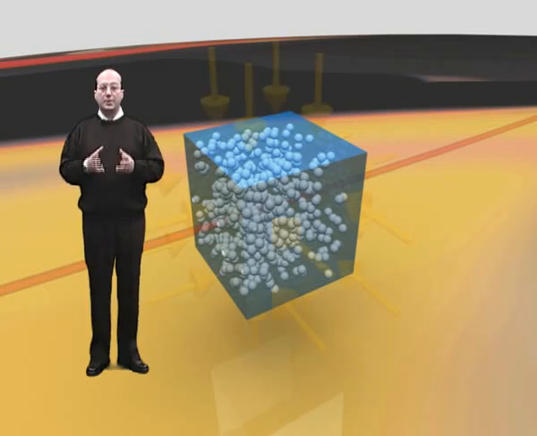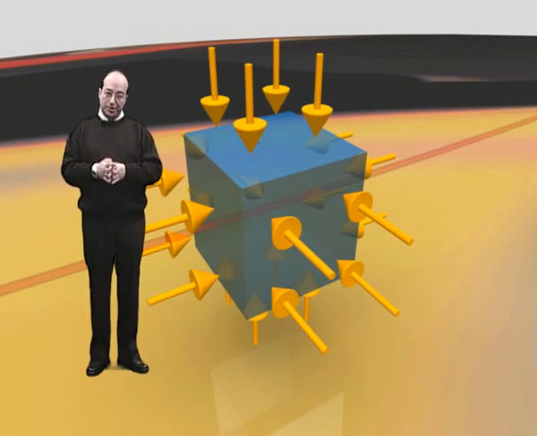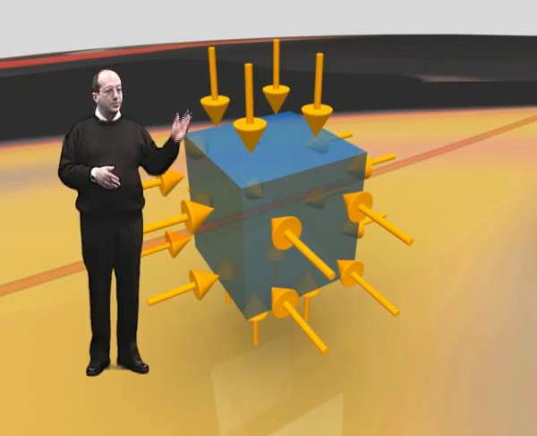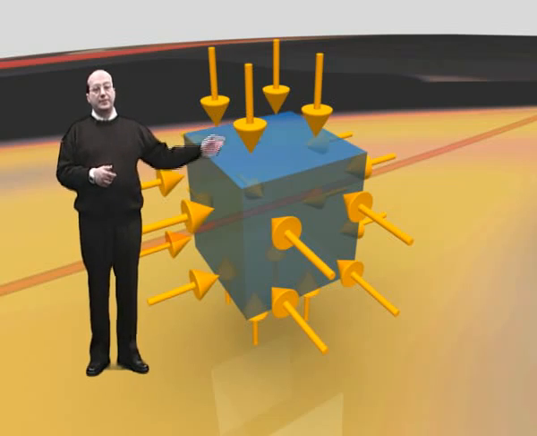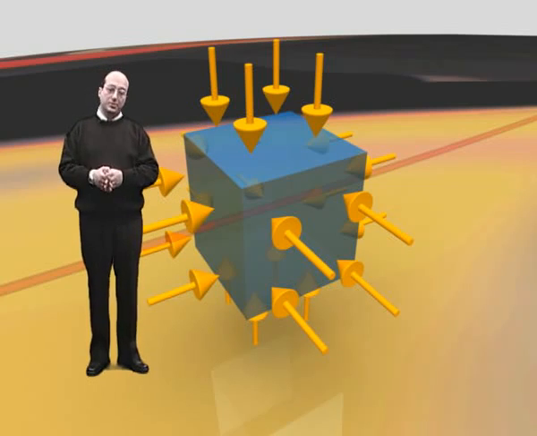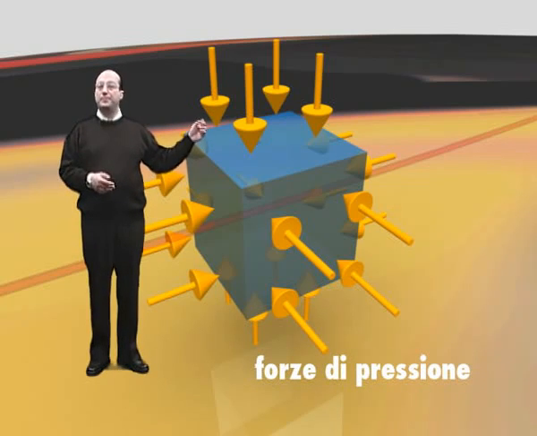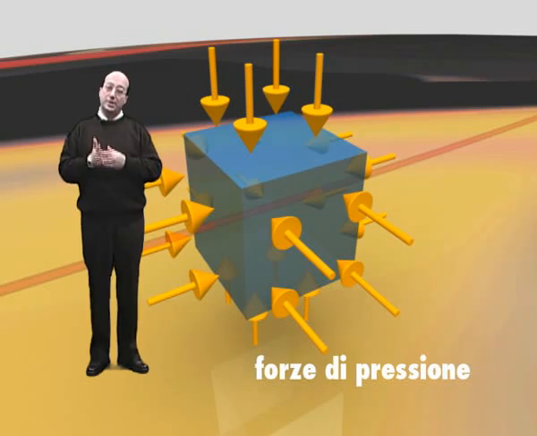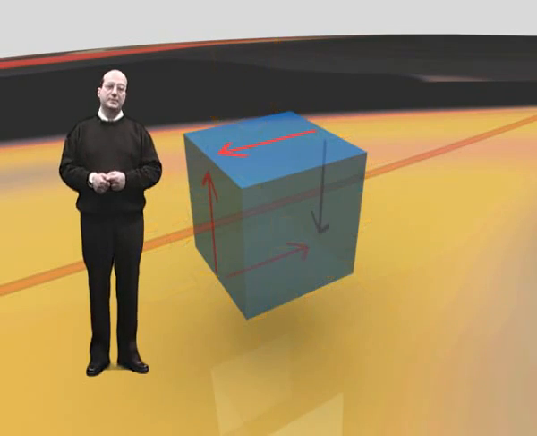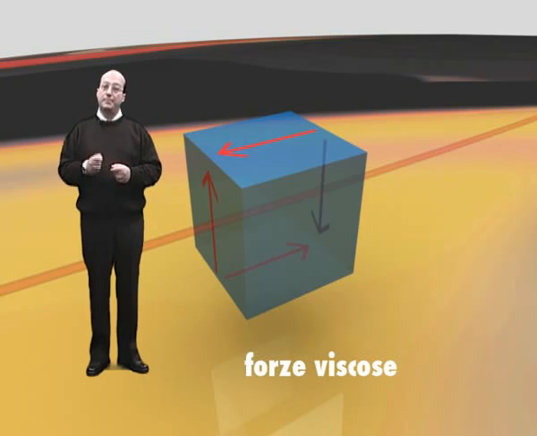Let's examine what forces are acting on it. In this animation, you can easily see all the forces acting with a direct contact on the surface of the volume. The forces perpendicular to the surface are the pressure forces. The forces tangential to the surface depend on the viscous friction. Pressure and viscous friction are not the only ones acting upon the volume. We also have the weight.